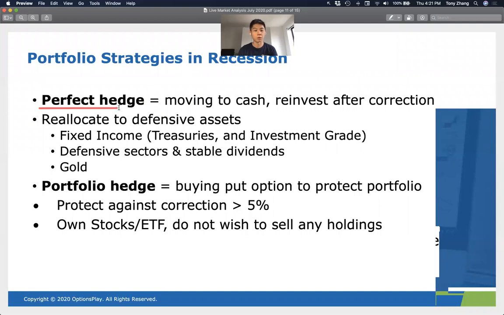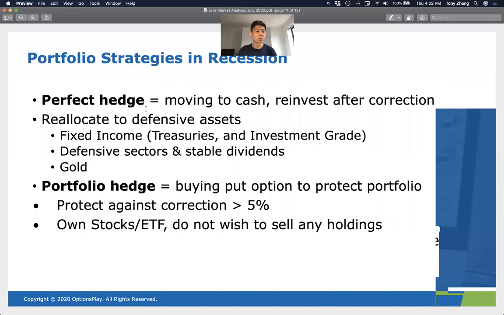So we talked about a perfect hedge, which is a simple strategy: simply moving into cash. This is a very low transaction cost strategy because it costs next to nothing to buy and sell stocks these days. Most brokers don't charge you a commission. So you can move into cash and move back into those assets whenever you feel that the market correction is over. That is usually the best strategy to use.